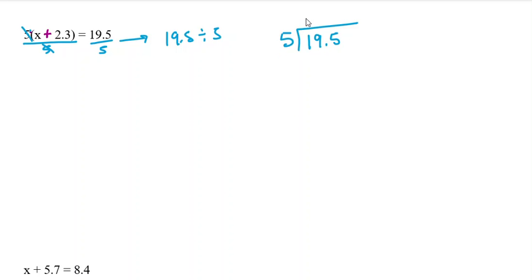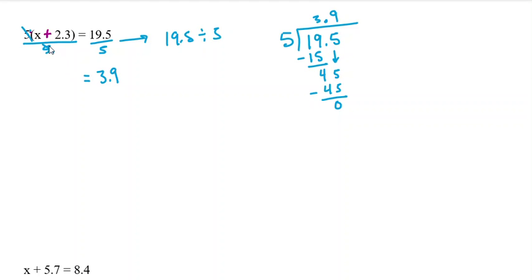Okay, so 5 goes into 1, 0 times. 5 goes into 19, 3 times. 5 times 3 is 15, subtract, 19 minus 15 is 4, and we'll put the decimal point up here, that's going to be part of the answer, but we'll bring down the 5. 5 goes into 45 9 times, and 9 times 5 is 45. So this went in evenly. When we subtract, we get 0, remainder 0, so 3.9. So 19.5 divided by 5 is 3.9.